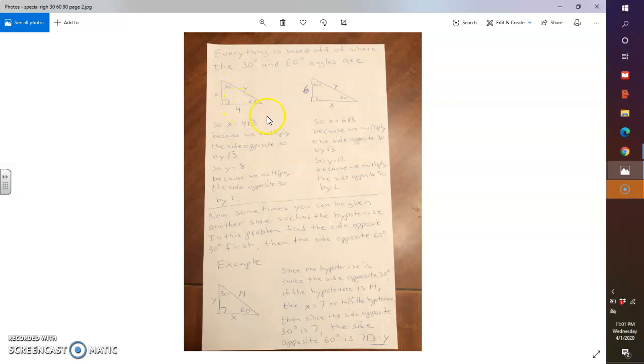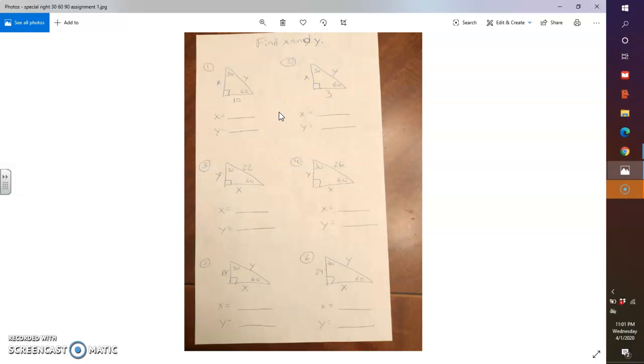So in this case, the 4 is opposite 30. In this triangle, the 6 is opposite 30. But if you notice, the 30 can be up here or can be down here. It really doesn't matter. Once we know the side opposite 30, though, if I multiply by root 3, I get the side opposite 60. So it becomes 4 root 3 right here. The side opposite 30 here is 6, so the side opposite 60 is going to be 6 root 3. And then I double that side opposite 30 to get my hypotenuse. So if my side opposite 30 here is 4, my y is 8. Here, the side opposite 30 is on the side, it's 6. So when I double it, I get 12 for the hypotenuse.